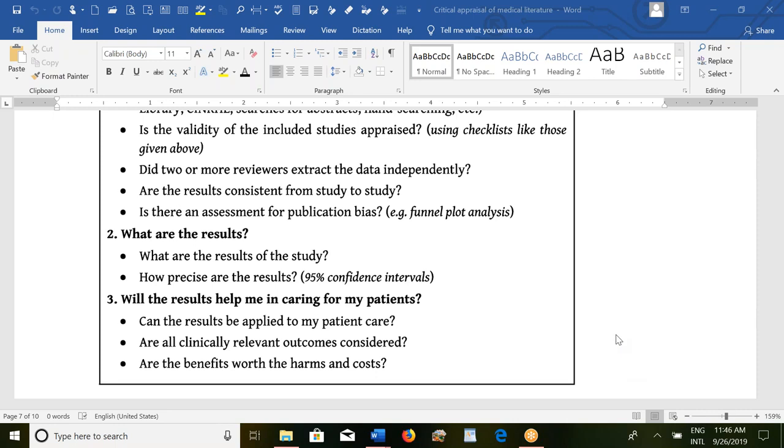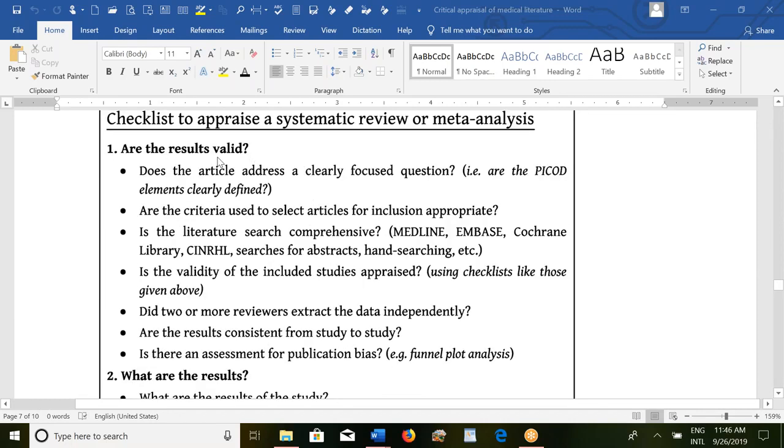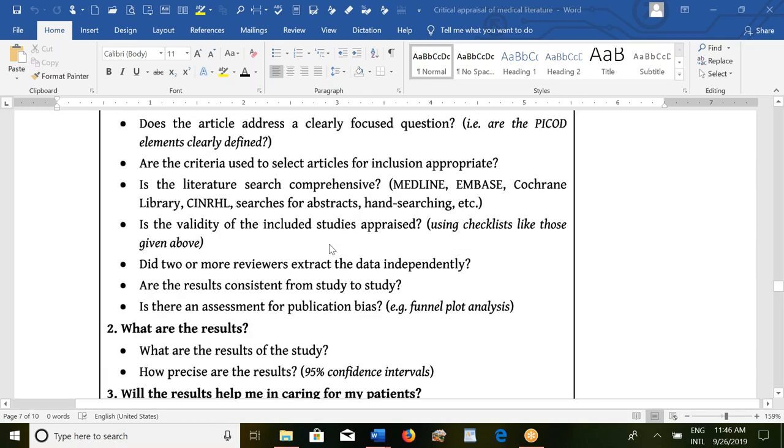So, we are talking about the results of a meta-analysis. First question will be, are the results valid? Does the article address a clearly focused question? What is the question? Then, are the criteria used to select articles for inclusion appropriate? Then, is the literature search comprehensive? You will give reference of the search, a database like Medline, Embase, Cochrane, CINAHL, and searches for abstracts, hand searching, etc. Then, is the validity of the included studies appraised?